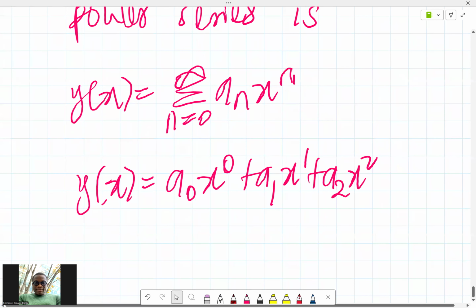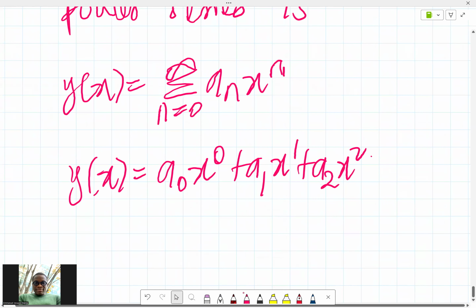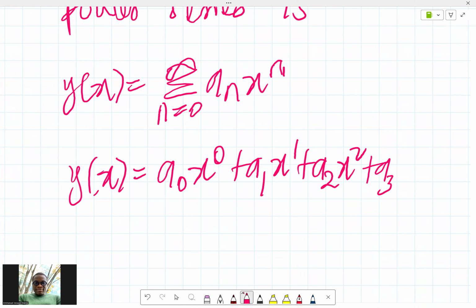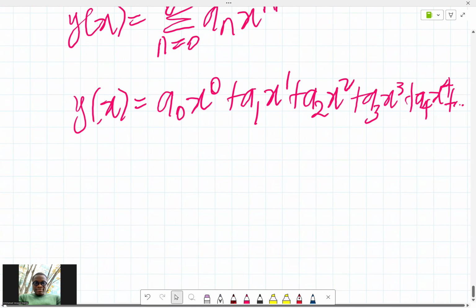We have up to a4, right? So let me expand it up to a4. So a3 x raised to power 3 plus a4 x raised to power 4, and that goes on like that. So we can fix this value.